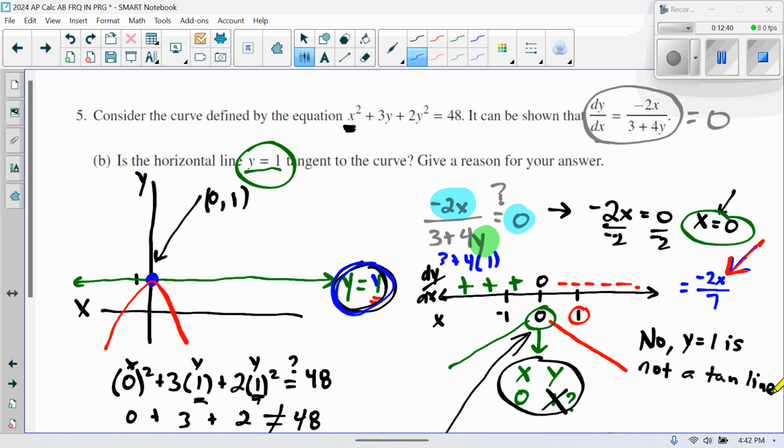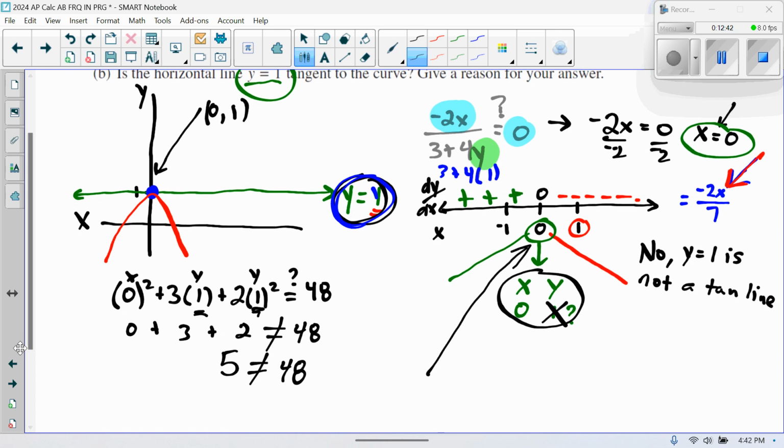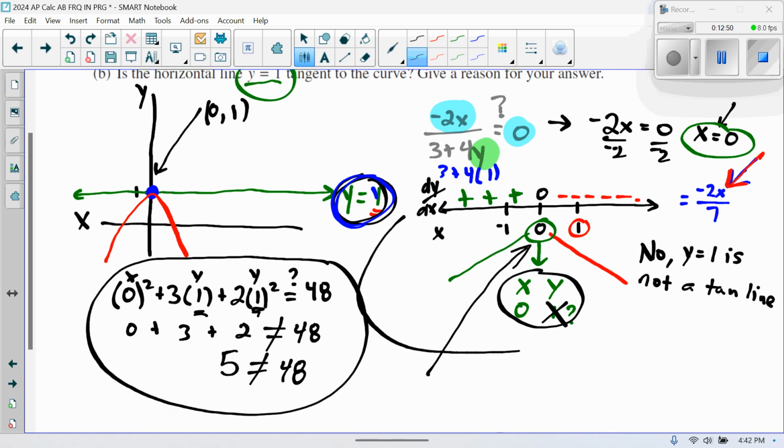Okay, give a reason. Well, we gave a reason. Do I have to remember a reason? My reason is this right here, and this right here. I did the work. It didn't say explain. And my reason is I have a max point, but it's not at 0, 1.